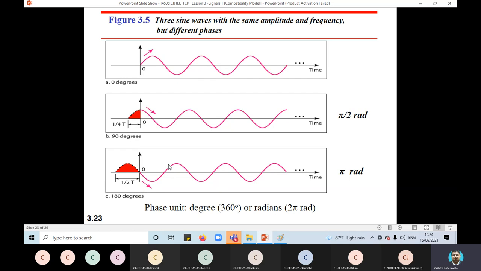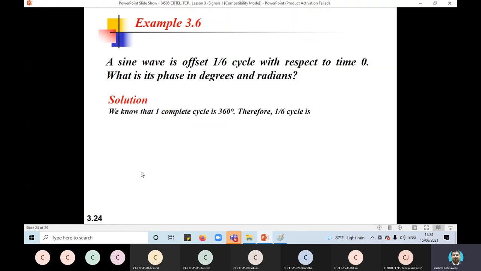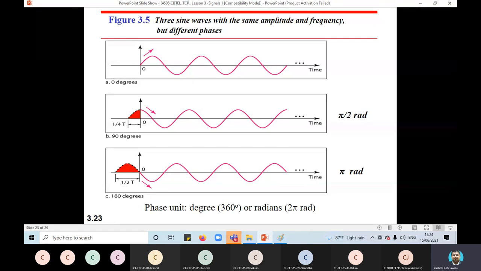In the third example, as we discussed, if you think about where the wave starts, the wave initiation, when time is equal to zero, that initiating point of the wave has a different angular position. So that is the phase shift.